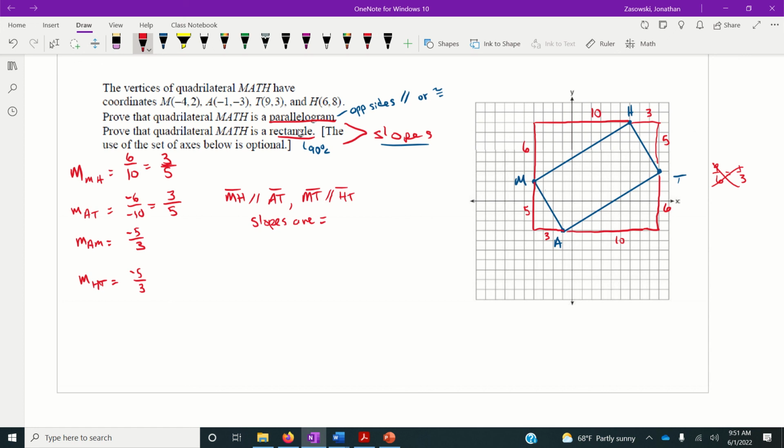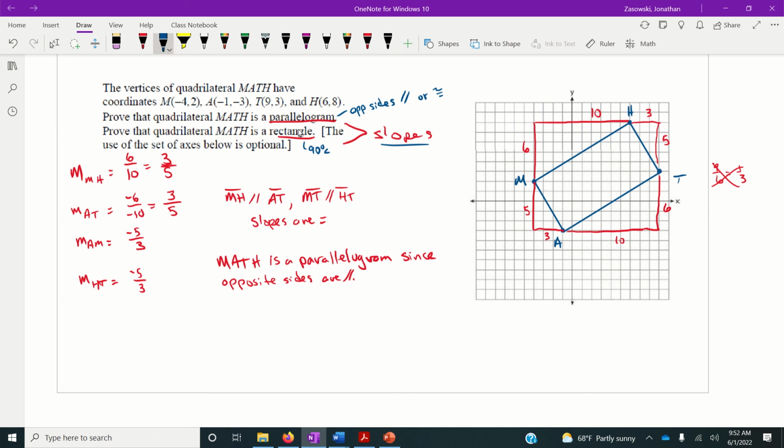Okay, now this is enough right now to say that this is a parallelogram. Okay, so we can say MATH is a parallelogram. And what did we just show? We showed that these two pairs of sides, these opposite sides, are parallel. So since opposite sides are parallel. Okay, now we also want to show it's a rectangle.